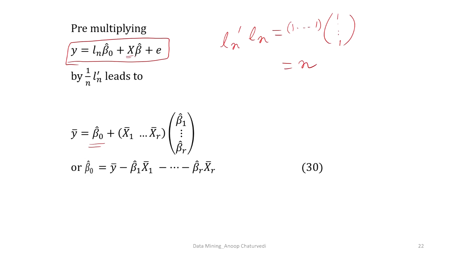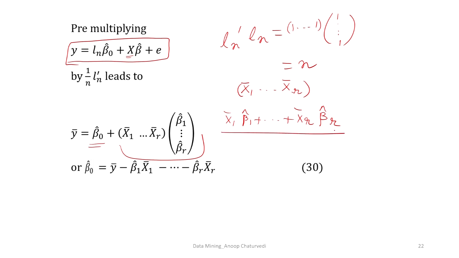And when we pre-multiply X by 1 upon n l_n transpose, then what we get is the vector x1 bar, x2 bar, so on, xr bar. And then we write beta hat in the form beta 1 hat, beta 2 hat, so on beta r hat. So, ultimately this term becomes x1 bar beta 1 hat plus so on plus xr bar beta r hat. Or you can write beta hat naught equal to y bar minus beta 1 hat x1 bar minus beta 2 hat x2 bar, so on, minus beta r hat xr bar. So, this is the expression for the estimator of the coefficient beta naught.